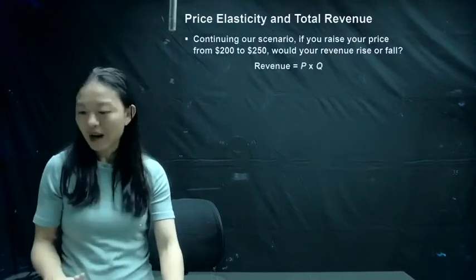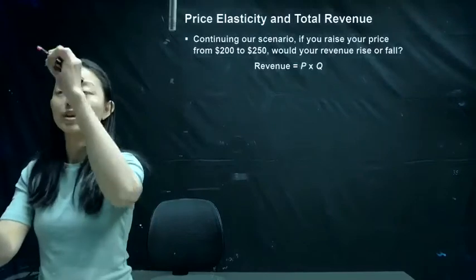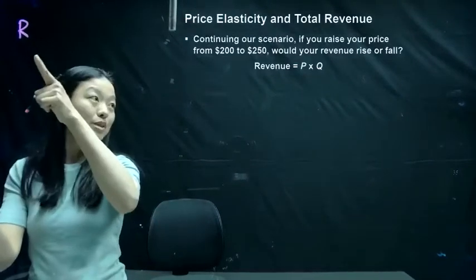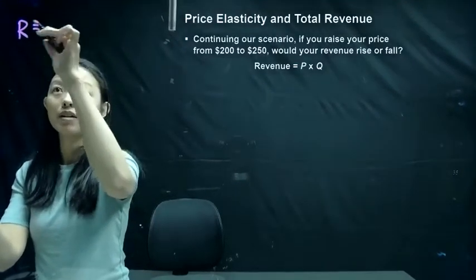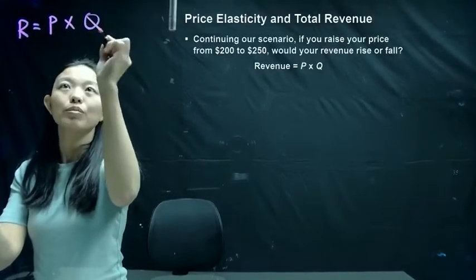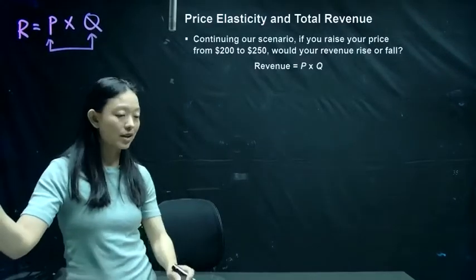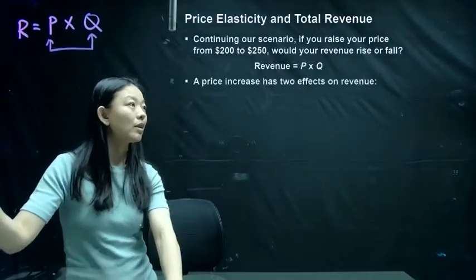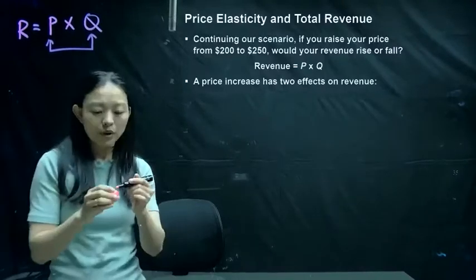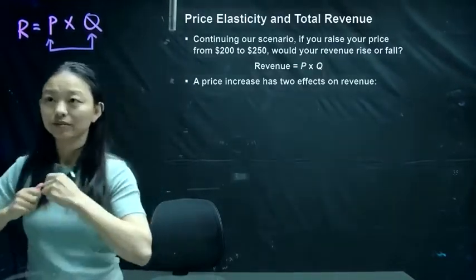So we know revenue always equals P times Q, okay? This is the way that we compute revenue. I use R to represent revenue, okay? R equals revenue, and then use this formula: price times the quantity to get revenue. So we notice a price increase will have two impacts.